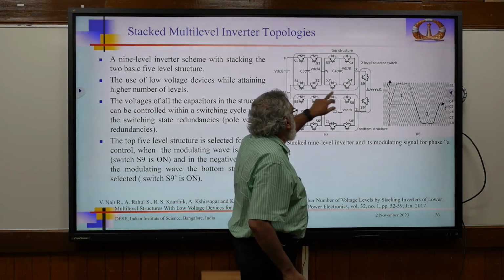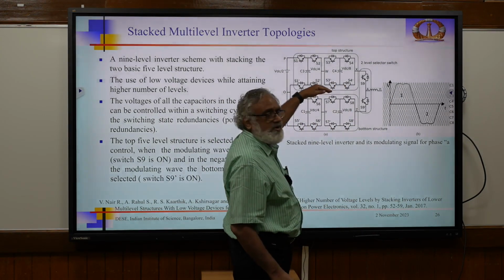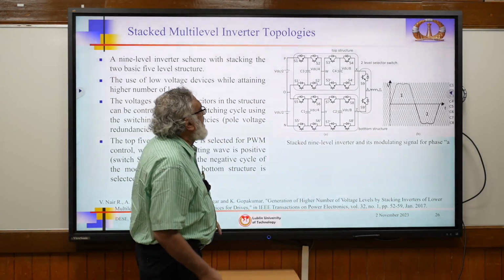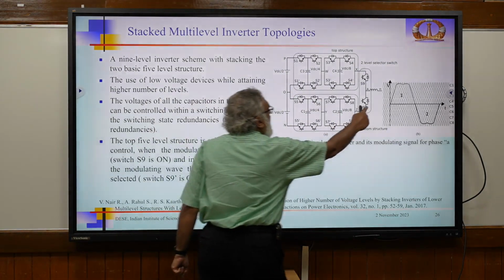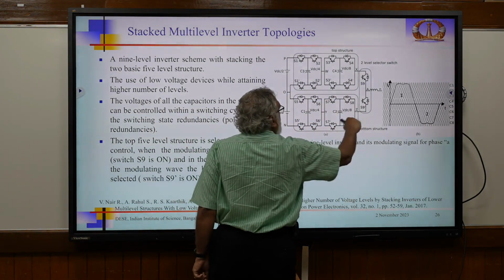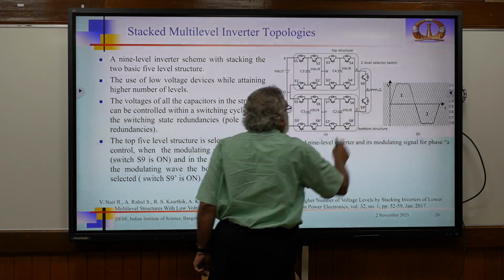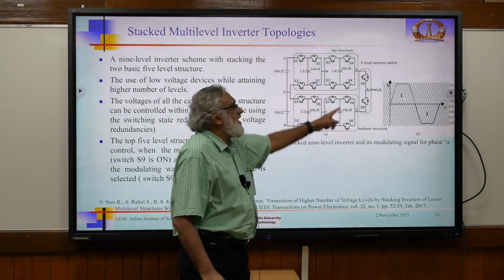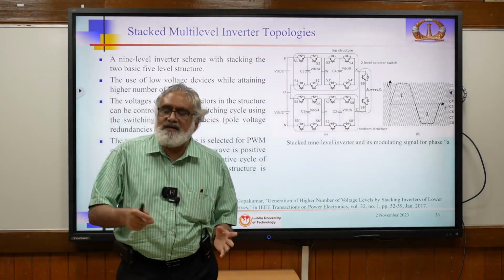In the lower region, only this is working. That means half of the time this is off, half of the time this is on. That's the advantage here. In the upper region, this switch will be connected here permanently. In the lower region, this will be connected here. This is the selector switch which selects between this upper block and the lower block. And the selector switch only works in a fundamental cycle.